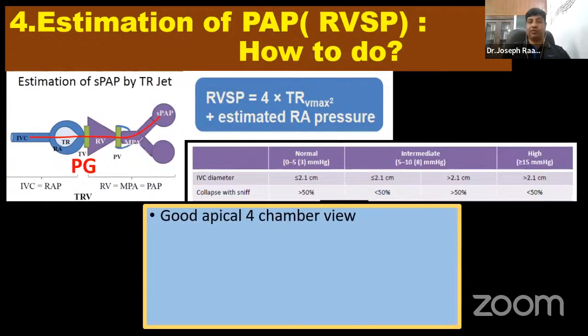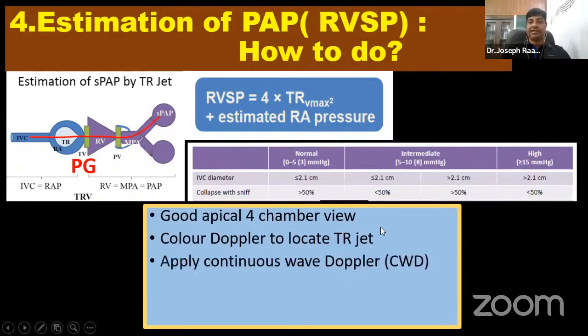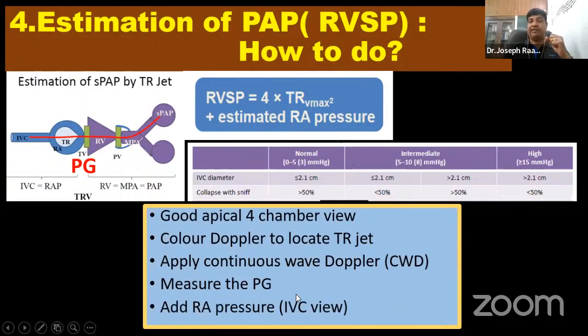Let me show you an example of how to do that. The first thing is you have to get a good apical four-chamber view. Then use the color Doppler at the tricuspid level and find the jet. Then you apply the continuous wave. I told you last time that while analyzing the mitral inflow patterns, we were using pulse wave Doppler. Here, whenever the velocity is very high, especially when it is passing through a valve where turbulent flow is formed, you have to use continuous wave Doppler. So use the continuous Doppler, measure the pressure gradient, then add the RA pressure from the IVC view, and that gives your right ventricular systolic pressure.